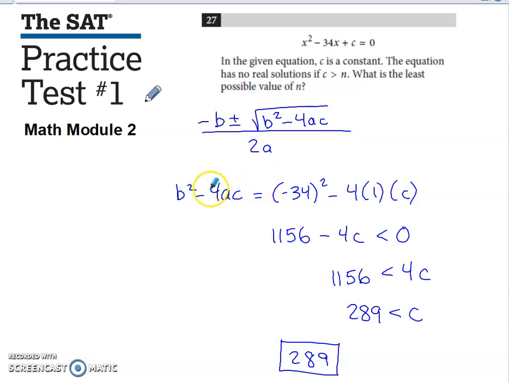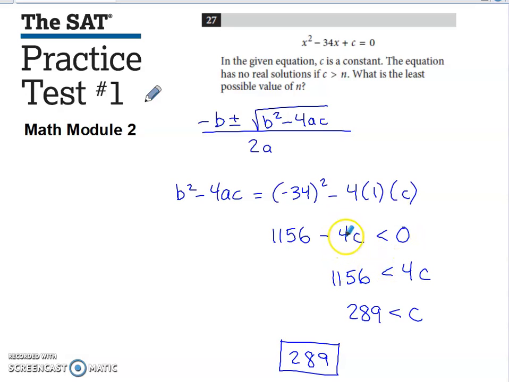I'm going to compute b squared minus 4ac. I'm going to compute the value of the discriminant. So I'm going to take b, which is the coefficient of x, minus 34, 1 is the coefficient of x squared, and then c is the constant that's just prior to the equal sign. If I square negative 34, I get 1,156. I would want the discriminant's value to be less than 0 in order to have no real solution.